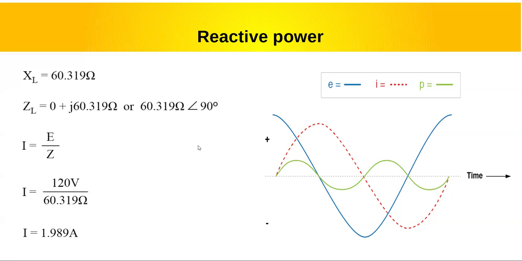So that's pretty useless then? That part of the power is pretty useless. Okay. So what's all the numbers? Well, we had zero resistance, and we had a reactance of 60 point something ohms.